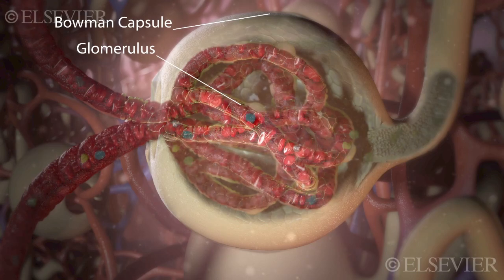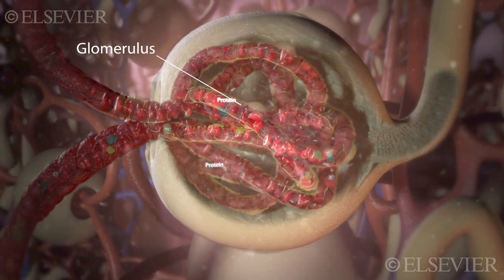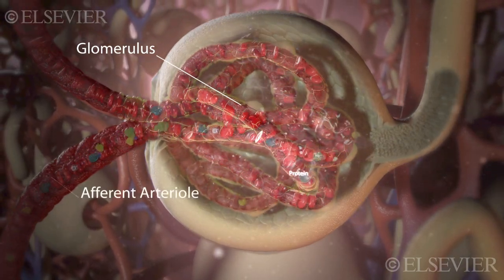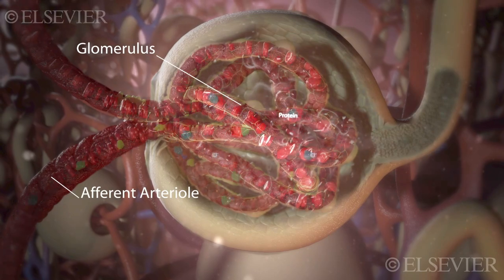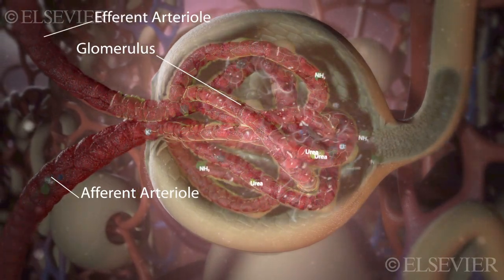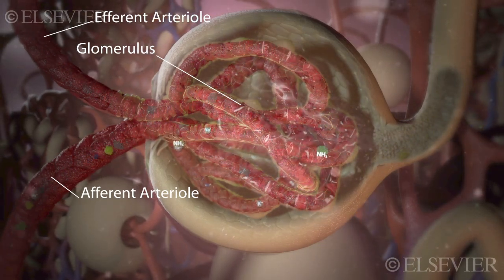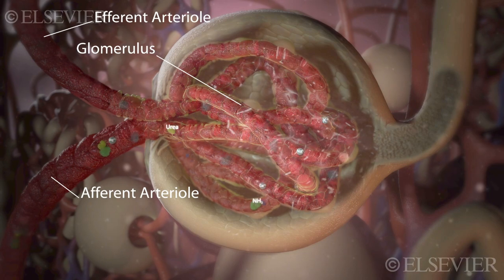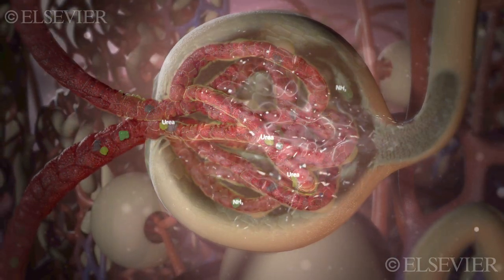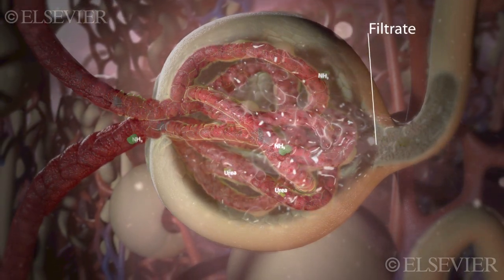The glomerulus is made up of loops of capillaries and is completely surrounded by the Bowman capsule. The process performed by the renal corpuscle is called filtration. The afferent arteriole is larger in diameter than the efferent arteriole, which exits the glomerulus. This difference in size means that the pressure of blood in the glomerulus is high enough to filter substances out of the blood. Water, glucose, ions, and wastes are filtered into the hollow Bowman capsule, forming a fluid called filtrate.